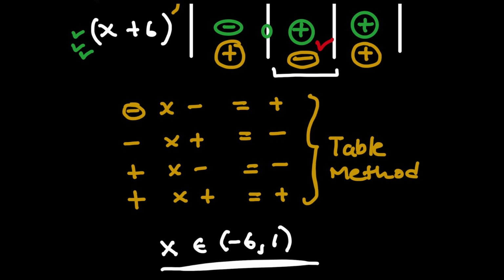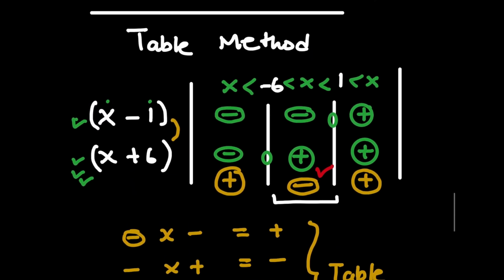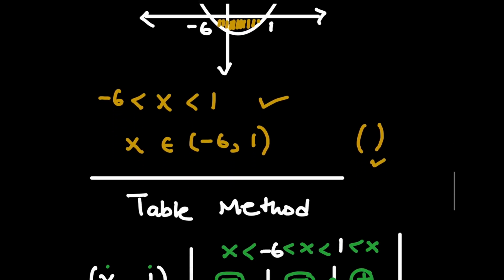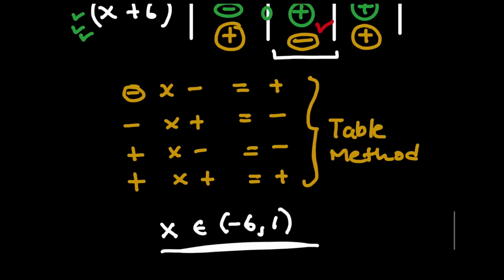So we have solved this quadratic inequality using the table method and the graphical method. Choose whichever one is going to assist you, or whichever one that you like. You are going to get the same answer.